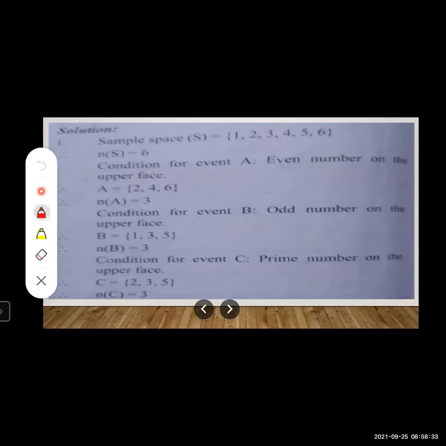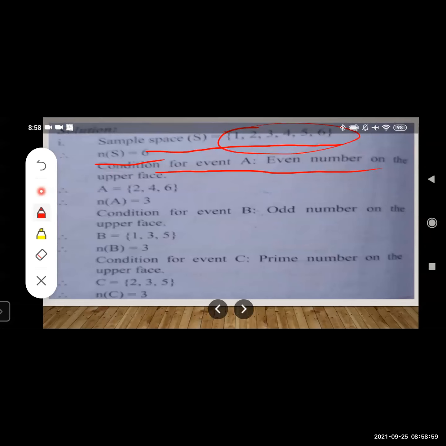See, when one die is thrown, what is the sample space? What are all the possible outcomes? 1, 2, 3, 4, 5, 6. So n(S), the number of sample points in the sample space, will be 6. Now what is our first condition? The condition for event A is that we want an even number on the upper face. We have to choose the even numbers from the sample space itself. So which are the even numbers? 2, 4, 6. How many sample points are there in event A? 3. So n(A) will be 3, right?